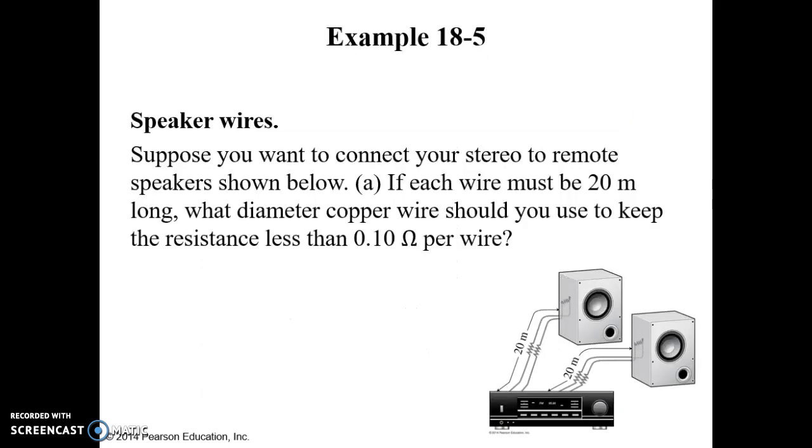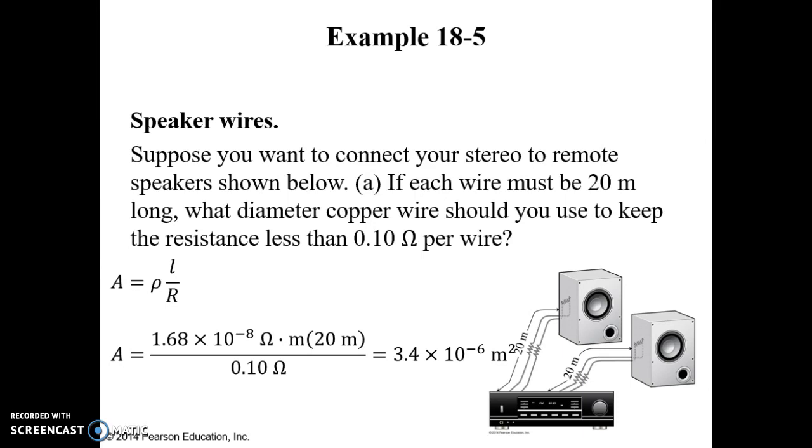Alright, let's do an example. Suppose you want to connect your stereo to remote speakers as shown below. If each wire must be 20 meters long, what diameter copper wire should you use to keep the resistance less than 0.1 ohms per wire? Let's start with our new equation. Rearrange the equation to solve for area or cross-section because we want to find the diameter of the wire.